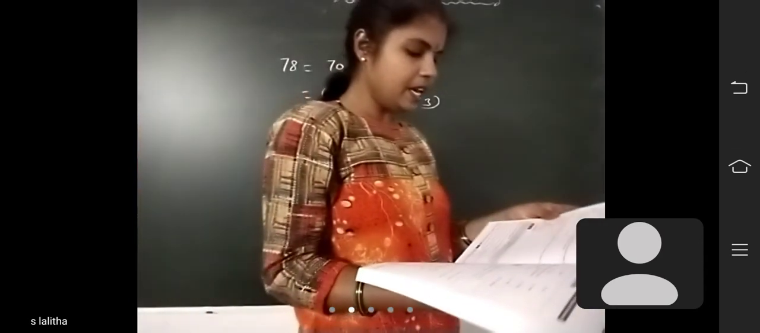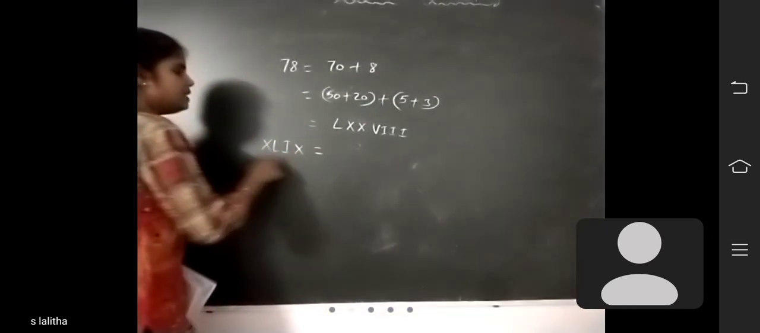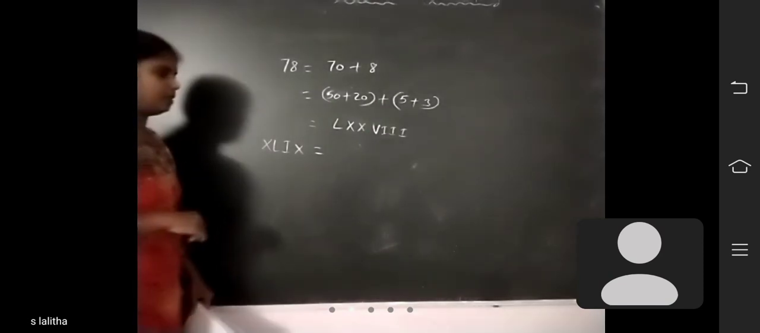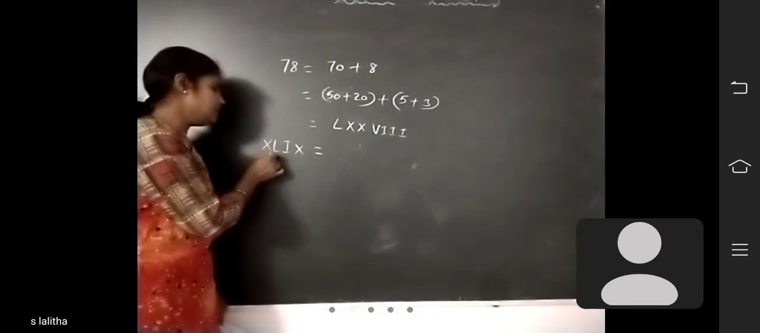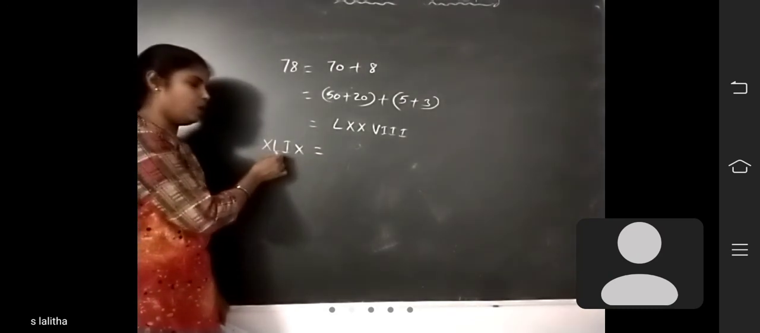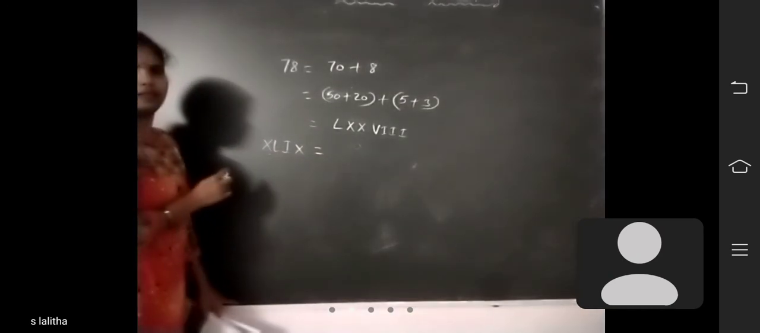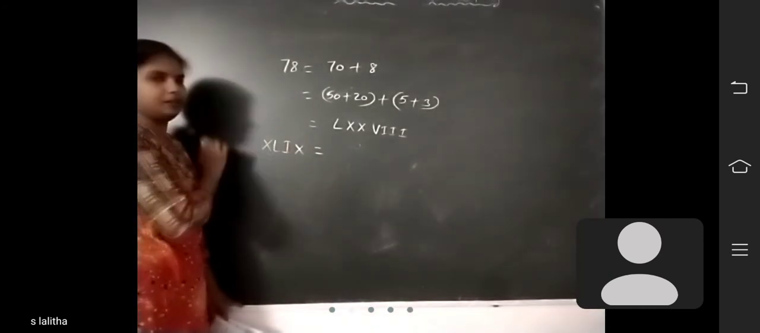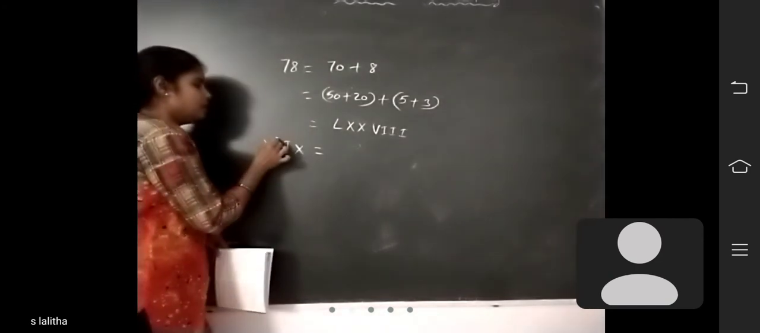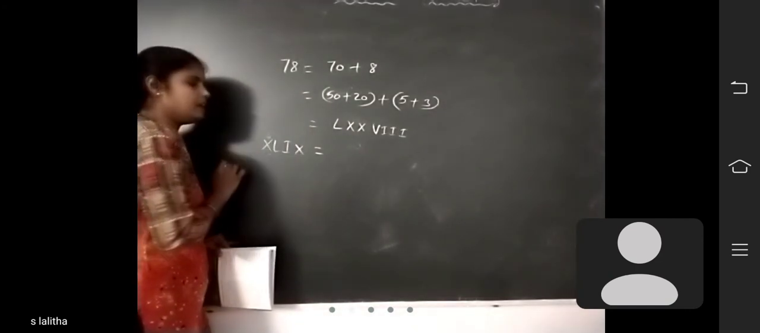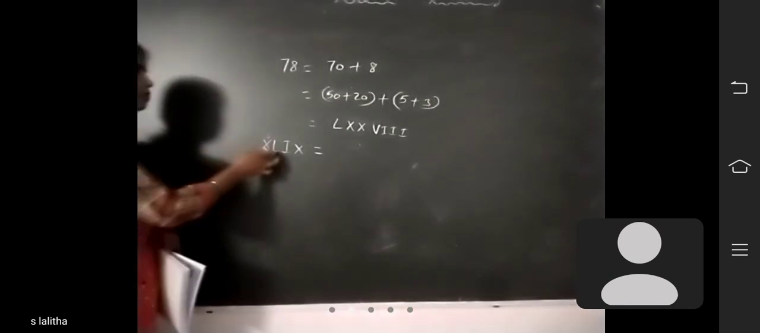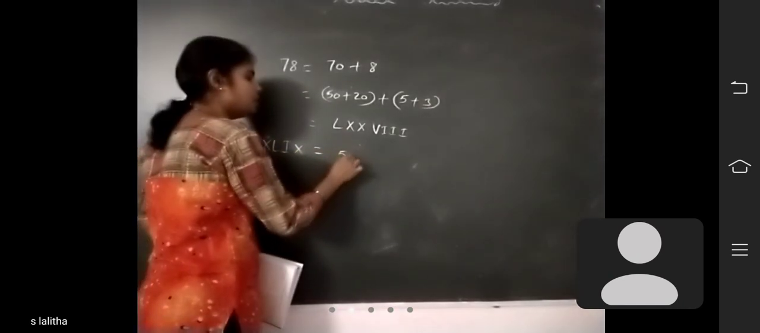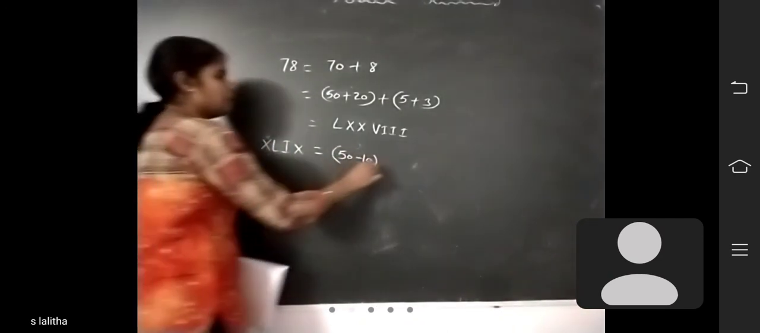Next, what is the Hindu-Arabic numeral for the Roman number XLIX? Can you tell me? Here X means 10. Here L means 50. What do you observe here? Here the greater number and the smaller number is on the left side. So the left side of the greater number, you should subtract. That means 50 minus 10.